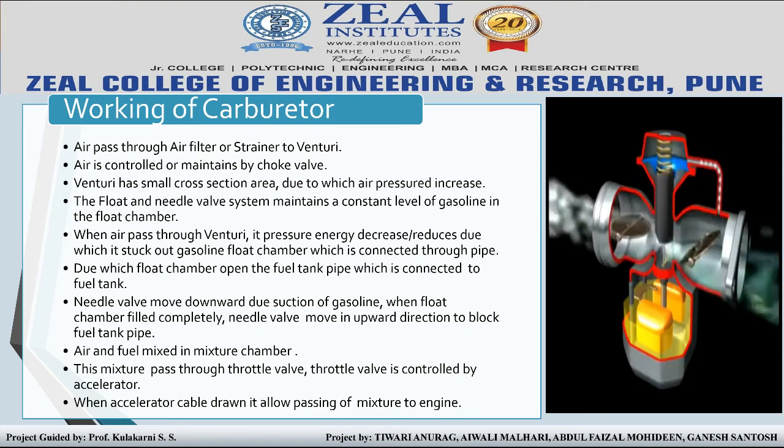Air and fuel mix in the mixing chamber. This mixture passes through the throttle valve. The throttle valve is connected to the accelerator. When the accelerator cable is drawn, it allows the passage of the mixture to the engine.